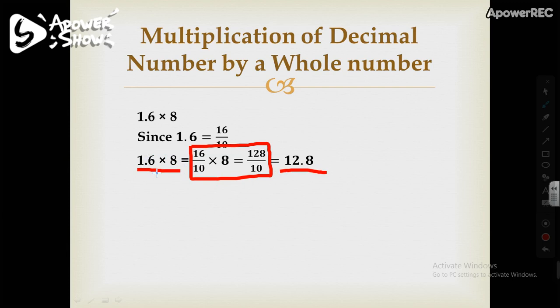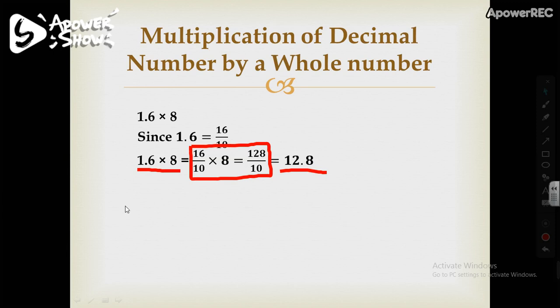Now count the number of digits after this decimal point. So here we have only one digit after this decimal point. So from this rightmost corner count one digit and before this one digit put this decimal point. So in this way you can directly find out the product of a decimal number and a whole number without converting the decimal number into a fraction.